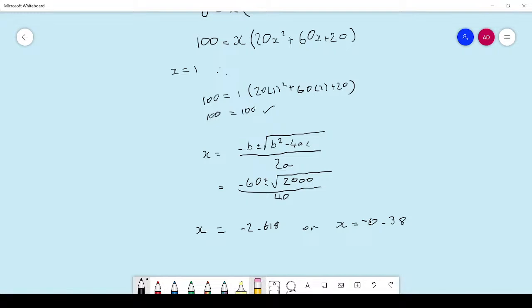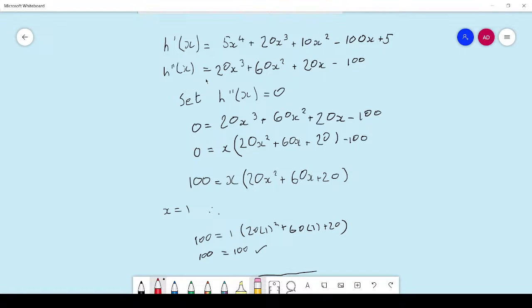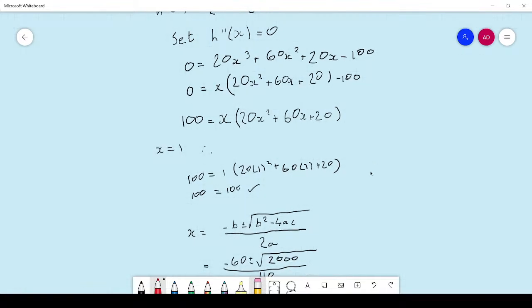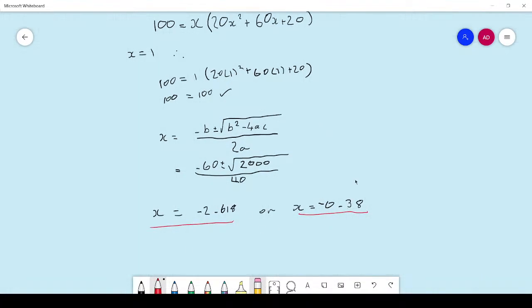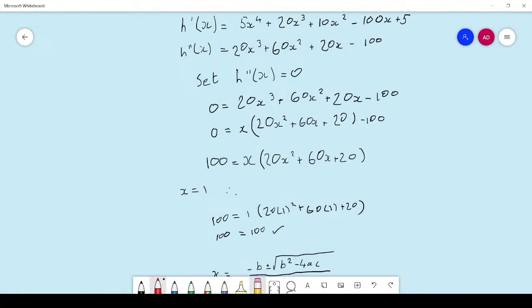So in either of these cases down here, which are the solutions to our quadratic, if we substitute these into this expression, it's not at all equal to 100. And if it's not at all equal to 100, then it's not a valid solution to this double derivative. And if it's not a valid solution to the double derivative, then it can't be a point of inflection. So these x coordinates do not represent a point of inflection, right? Because they're not solutions to this equation.